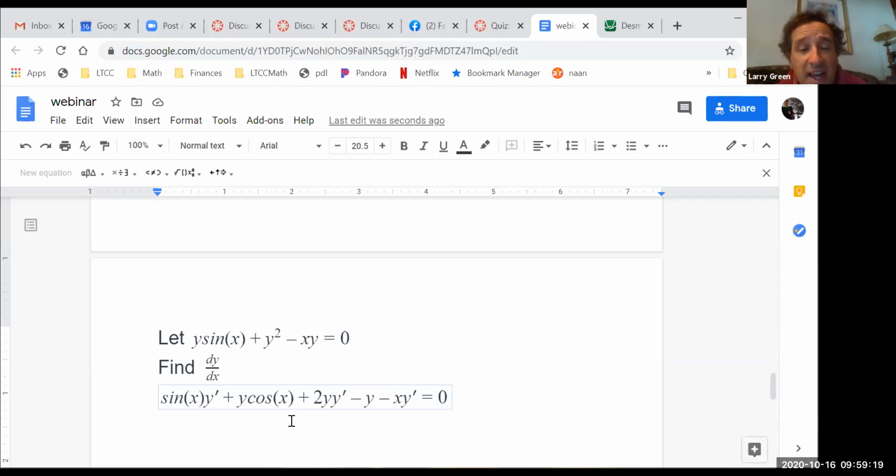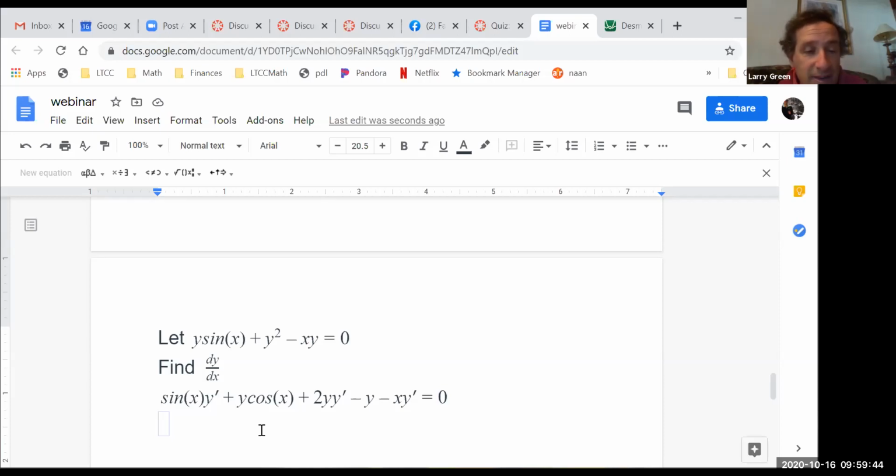Okay, this is an example where we can't plug in. Why not? All the other examples I plugged in at this point. So why can't we plug in now? We don't have a point. Yeah, we don't have anything to plug in. So we can't do that. So we're forced to solve for y prime.